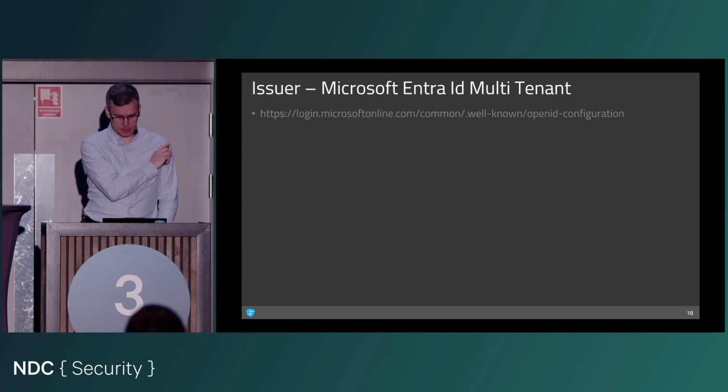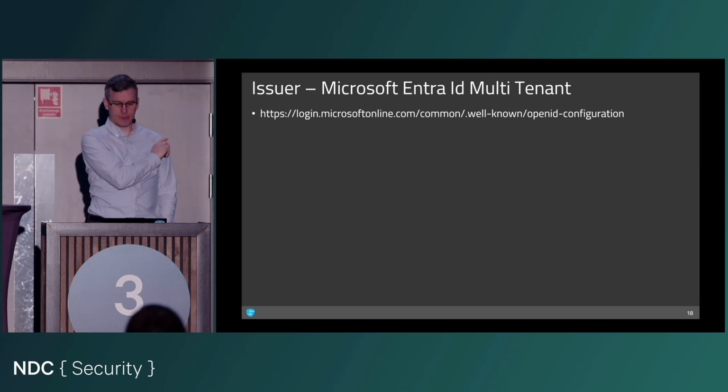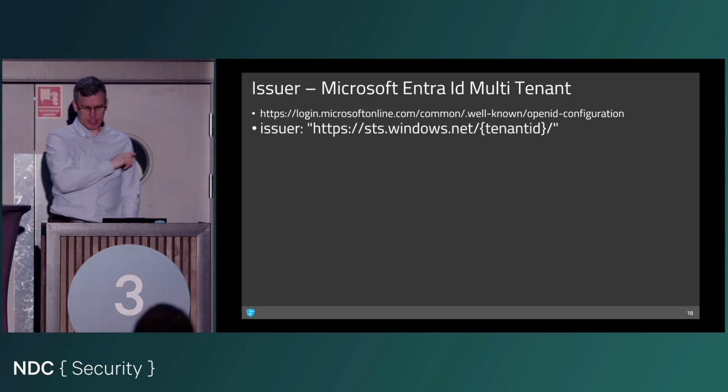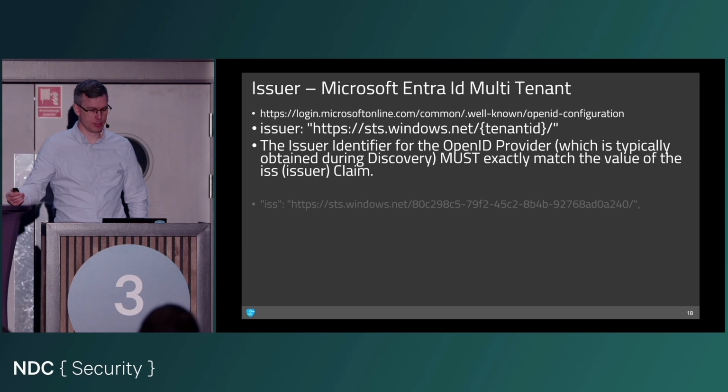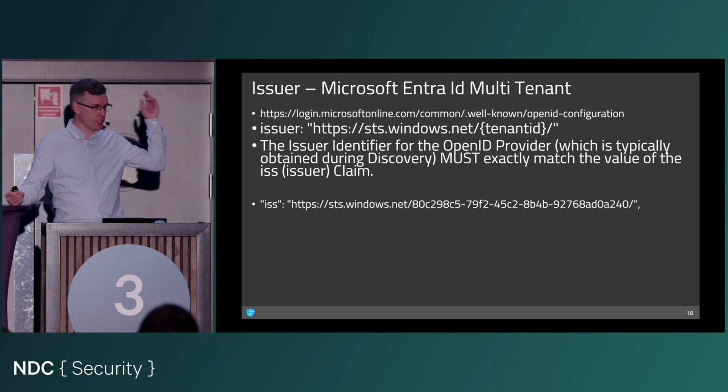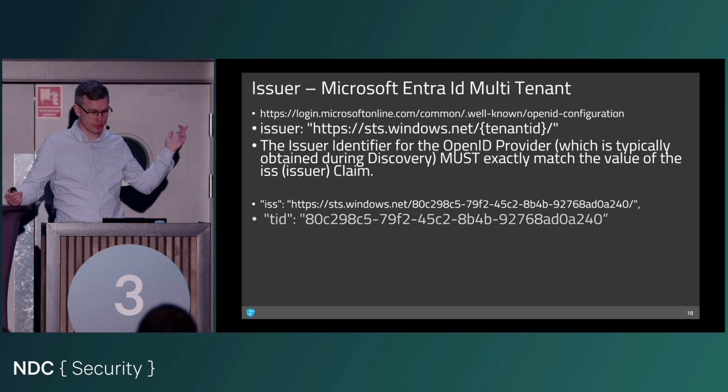So to summarize a bit, we go and fetch the discovery doc. We find the issuer with this template string. The spec says that the issuer identifier for the OpenID provider, which is typically obtained during discovery, that is read from the discovery doc, must exactly match the value of the iss claim. We get this iss claim back. So we can't be spec compliant if we want to work with OpenID multi-tenant. We have to remove this. And then we get the tenant ID as a separate claim.